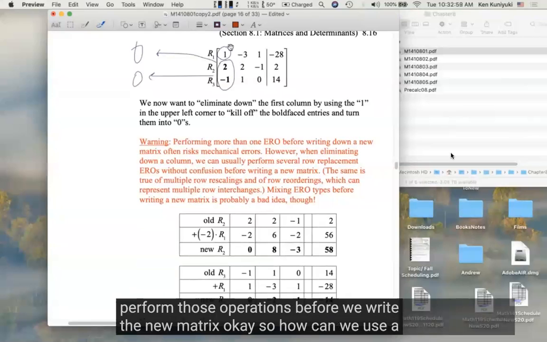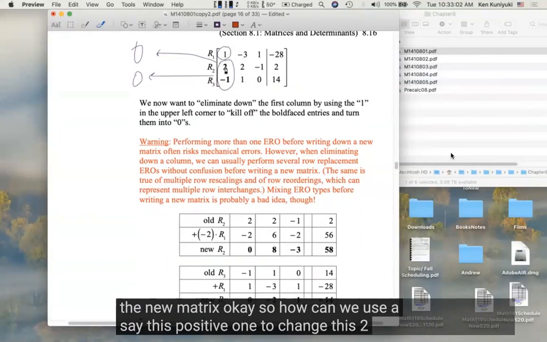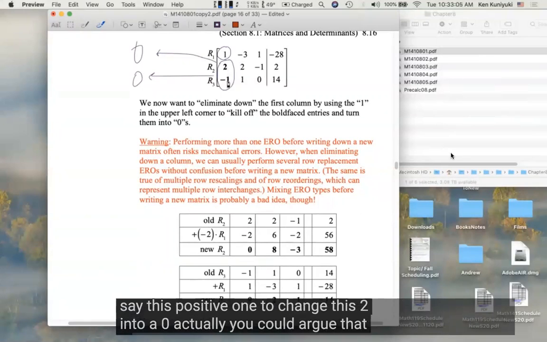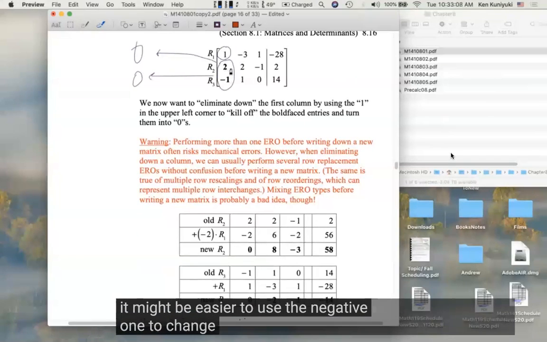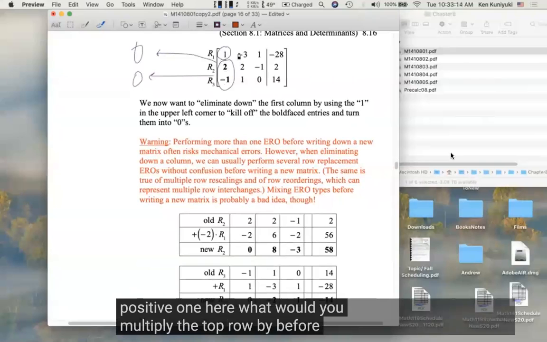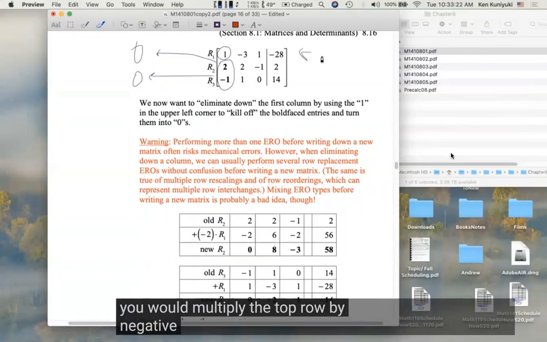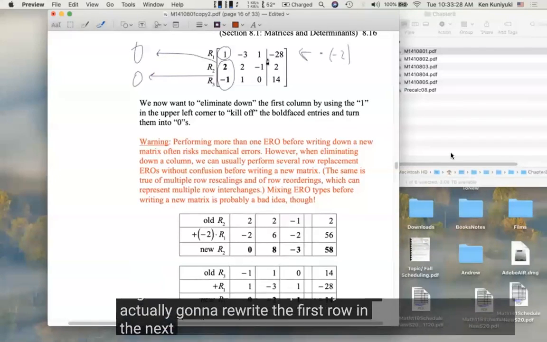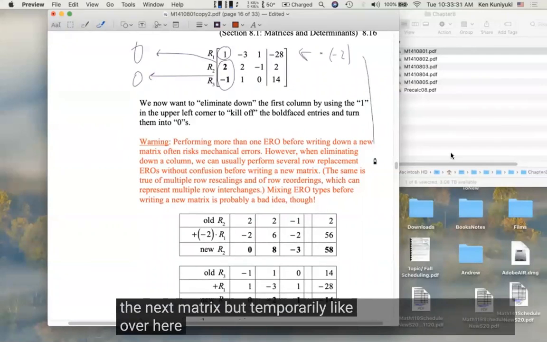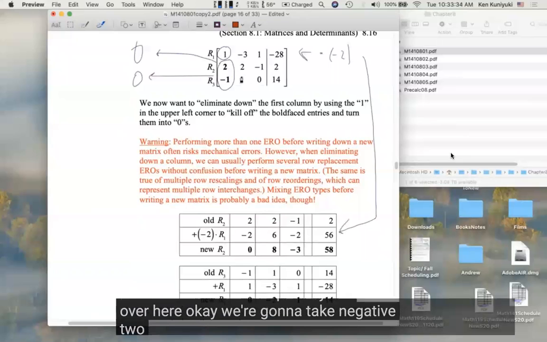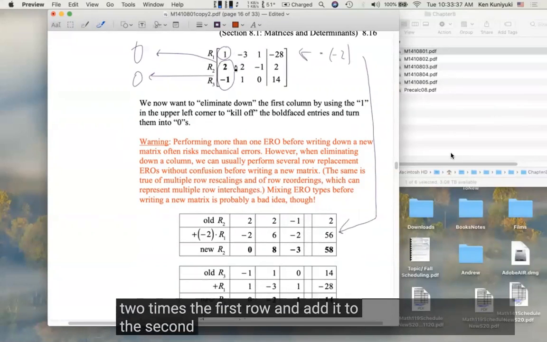Okay, so how can we use, say, this +1 to change this 2 into a 0? Actually, you could argue that it might be easier to use the -1 to change the 2, but let's use the +1 here. What would you multiply the top row by before you add it to the second row in order to make this a 0? You would multiply the top row by -2, at least temporarily. We're actually going to rewrite the first row in the next matrix, but temporarily, like over here, we're going to take -2 times the first row and add it to the second row in order to make this a 0.